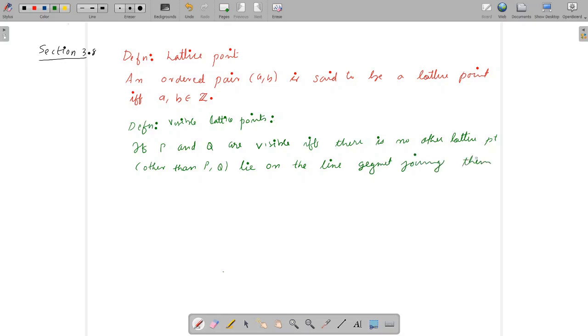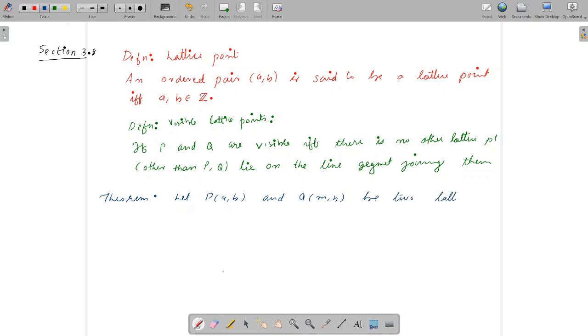Okay, so this is today's topic. We need to find a characterization for visible lattice points with respect to their coordinates. Theorem says that, let P the point (a, b) and Q the point (m, n) be two lattice points.